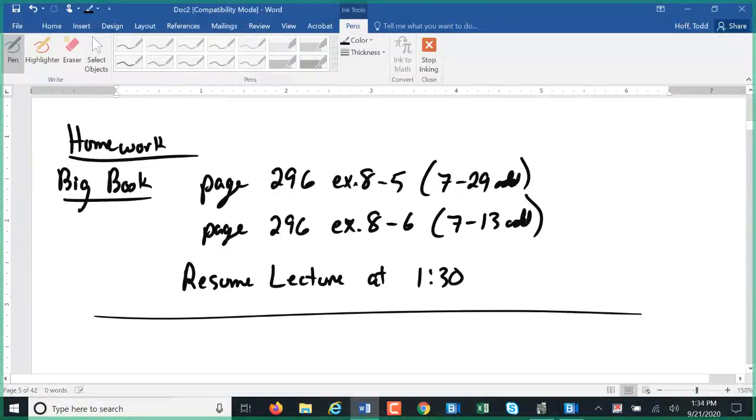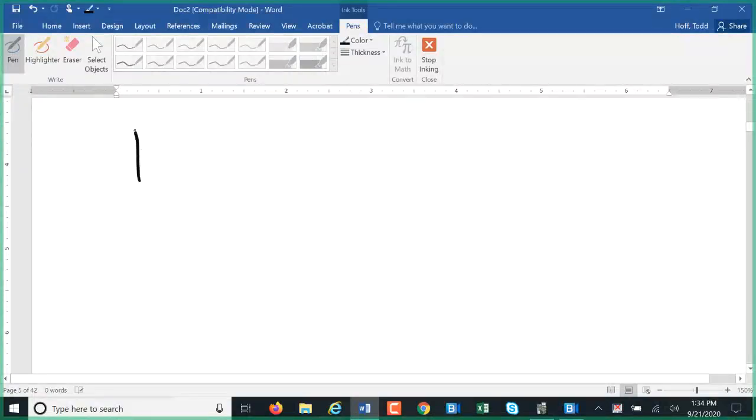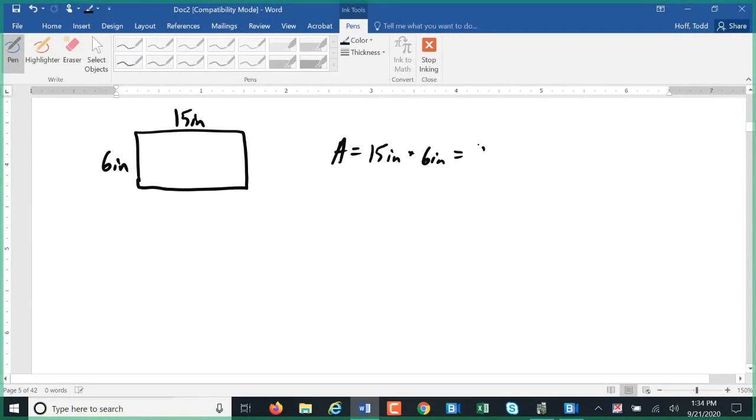So we're talking about these areas. And of course, the area of a rectangle, where we have a 15-inch by 6-inch. I'm going to stick with that size. That area was length times width. 15 inches times 6 inches gives us 90 square inches. Of course, that big formula: area is length times width.